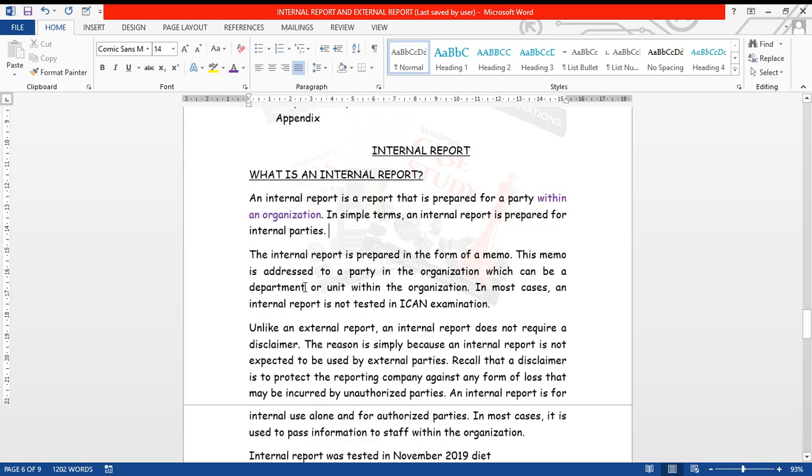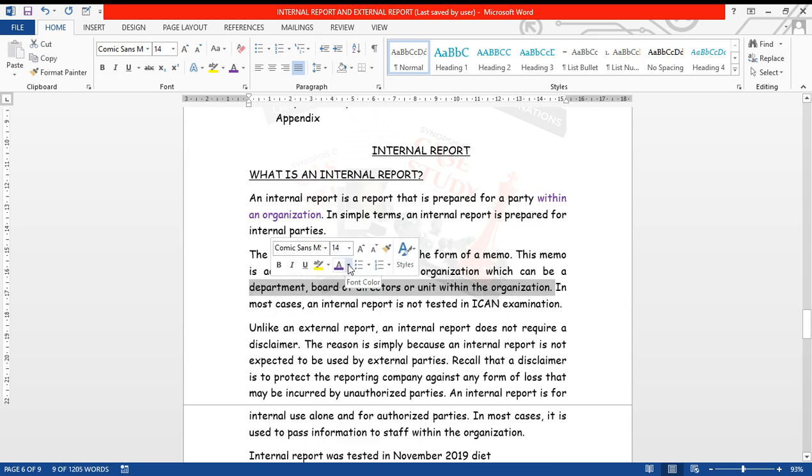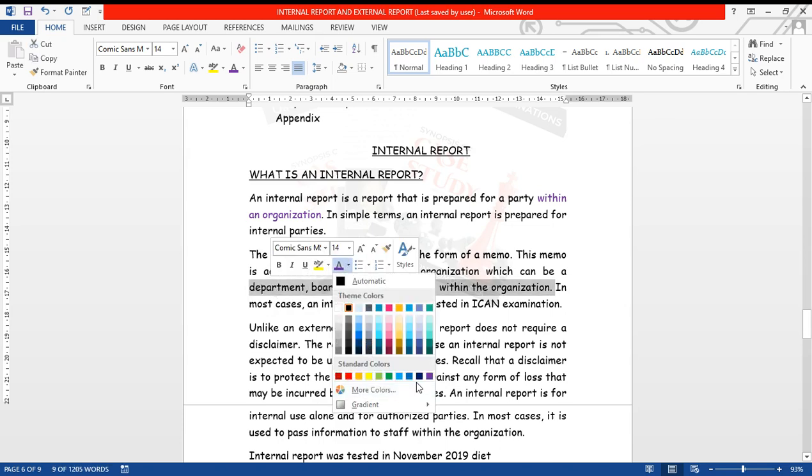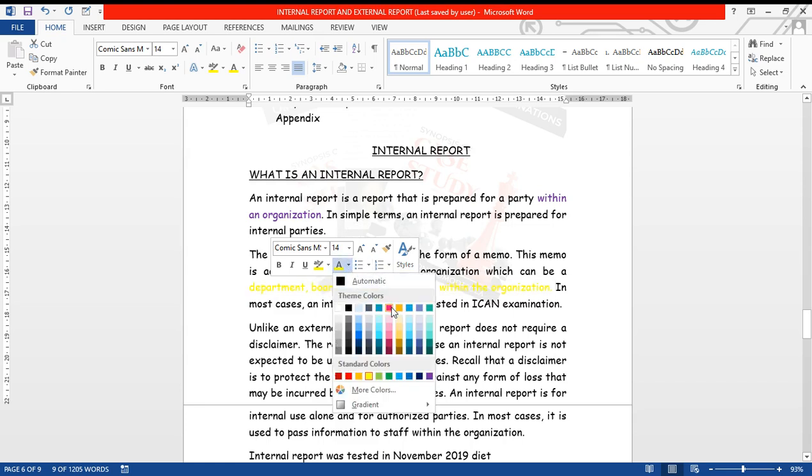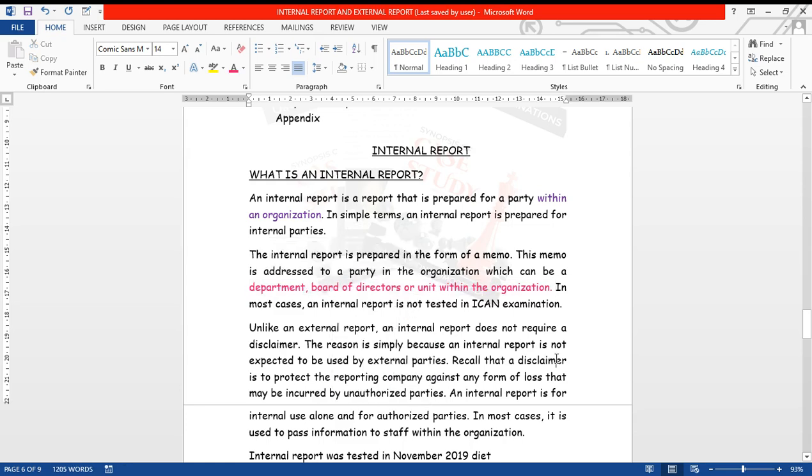So let's add that there. It could be a department, the board of directors. It could be any of them within the organization. So once you see something like, I should do something for somebody inside, then I know that I'm definitely writing an internal report.